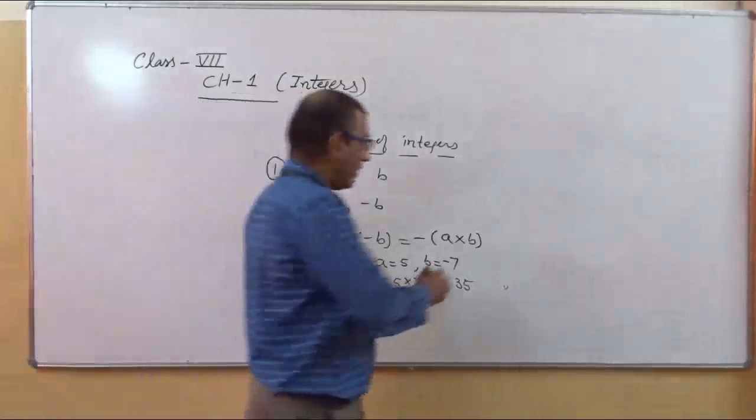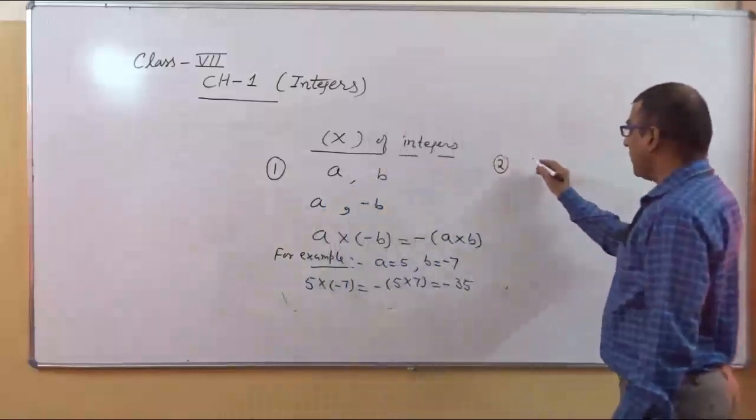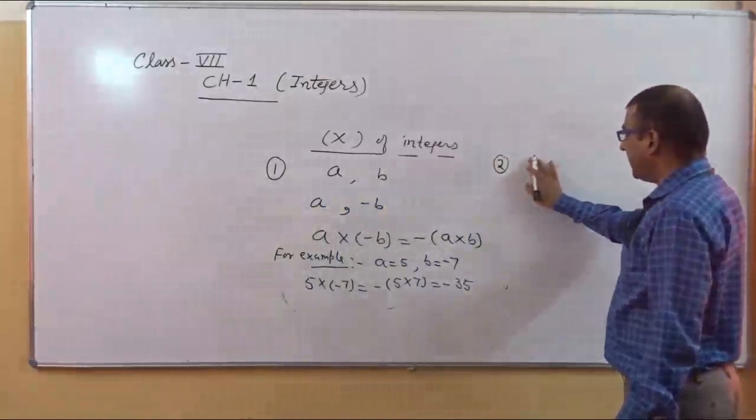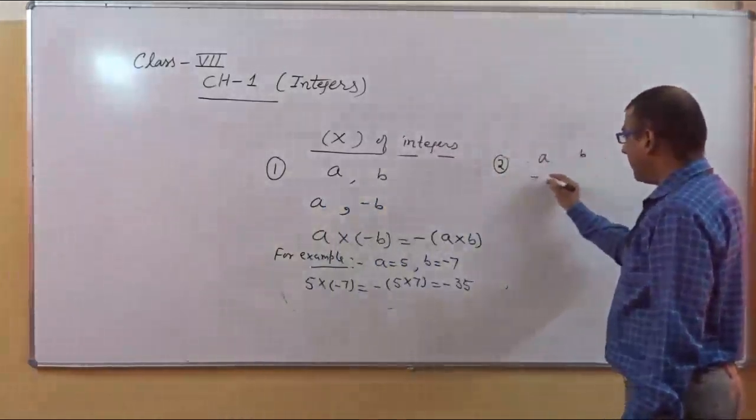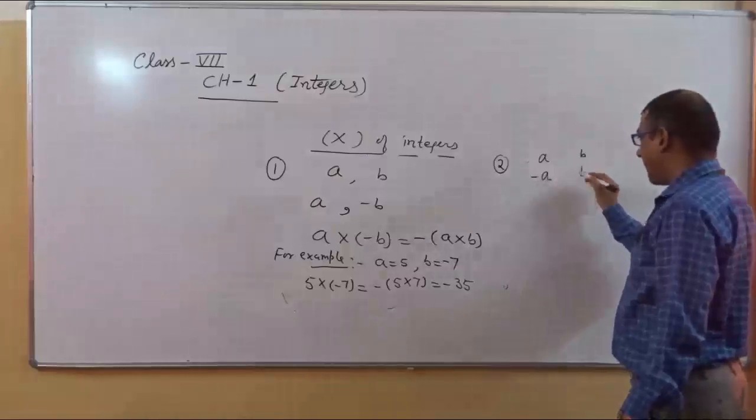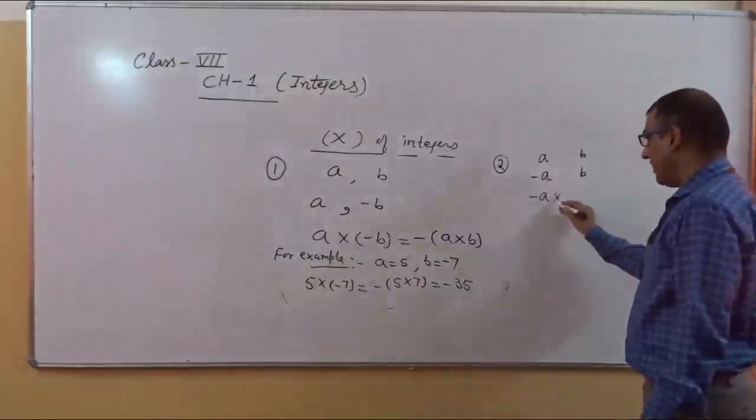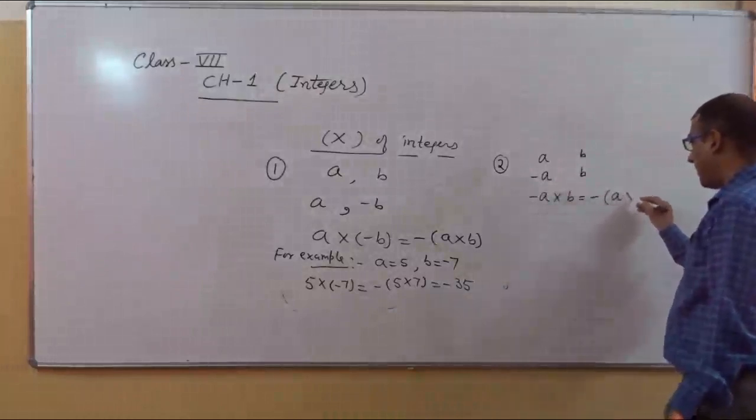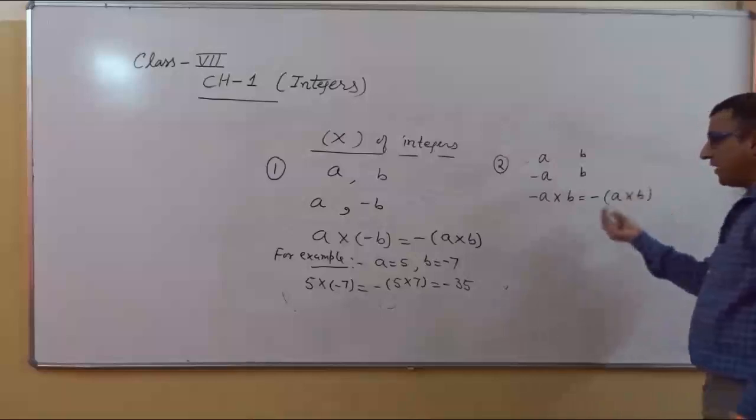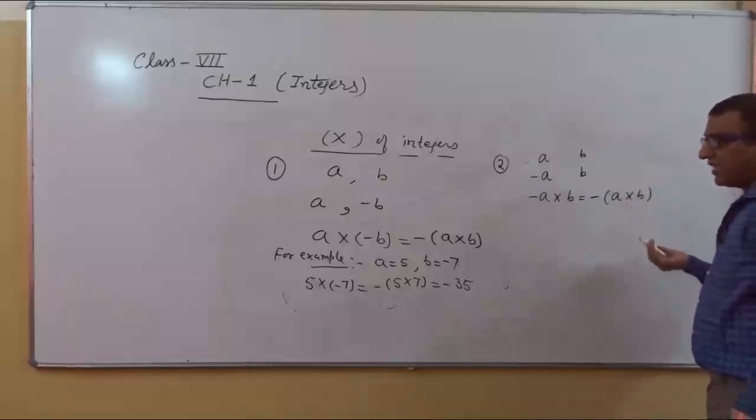One more example I am taking here. If the first integer is negative, for example, there are two integers a and b, the first integer is negative and the second one is positive, then how can we multiply? So minus a multiplied by b can be written as minus a cross b. Then you take the values of a and b, put them here and solve it, and you will easily get the answer.